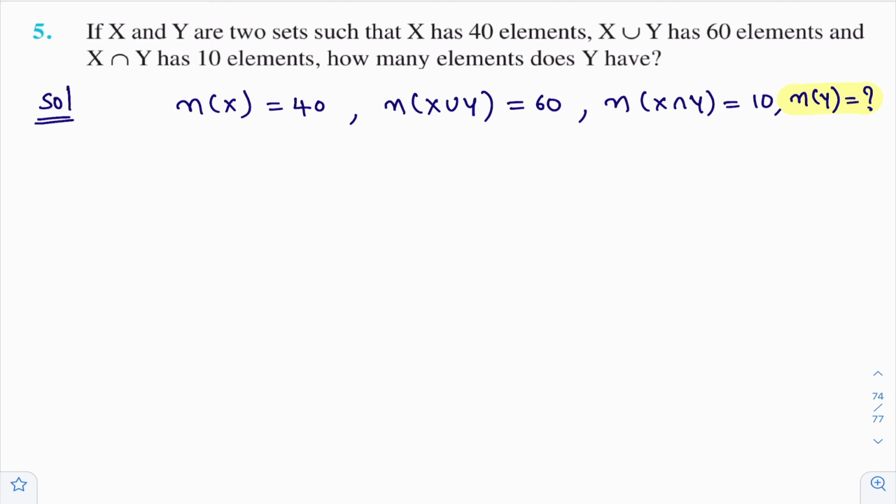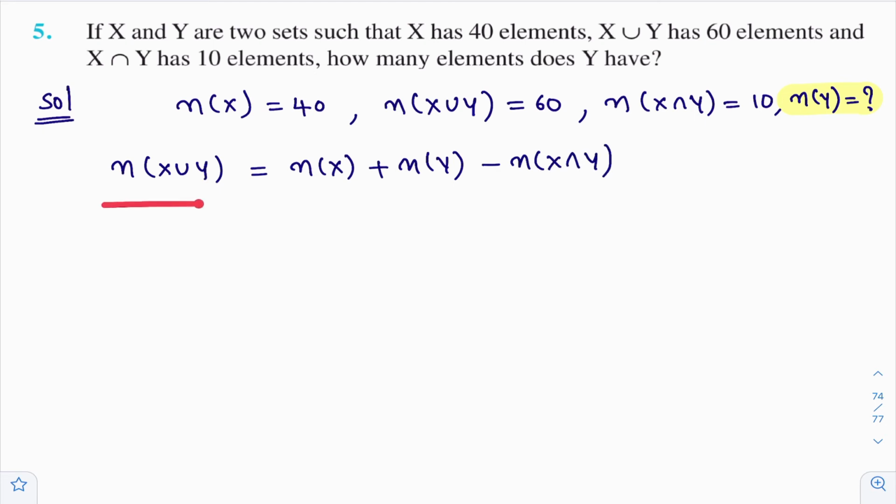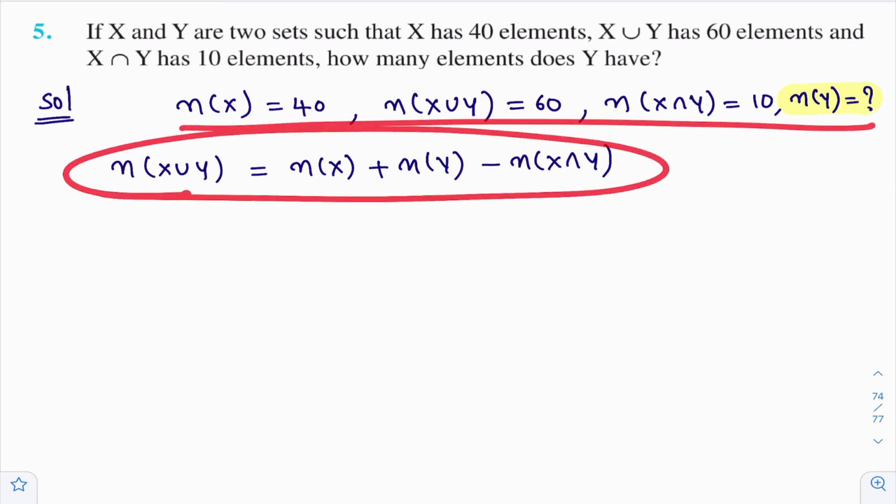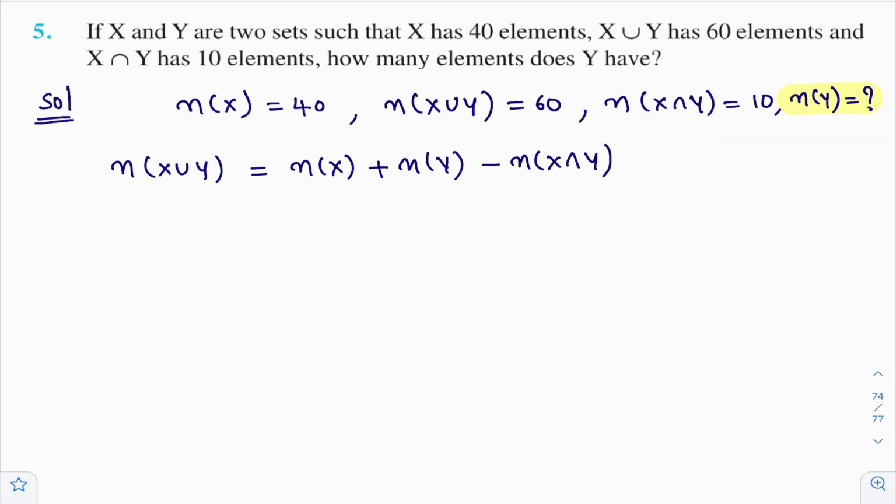See, first I'll write the formula. What is the n of X union Y formula? n of X plus n of Y minus n of X intersection Y. In this formula, if we know any three things, 1, 2, 3, calculating the fourth one is very easy. Substitute all these values in this formula. n of X union Y is given as 60, equal to n of X, given as 40, plus n of Y, which we need to calculate, so we'll write n of Y only, minus n of X intersection Y, given as 10.